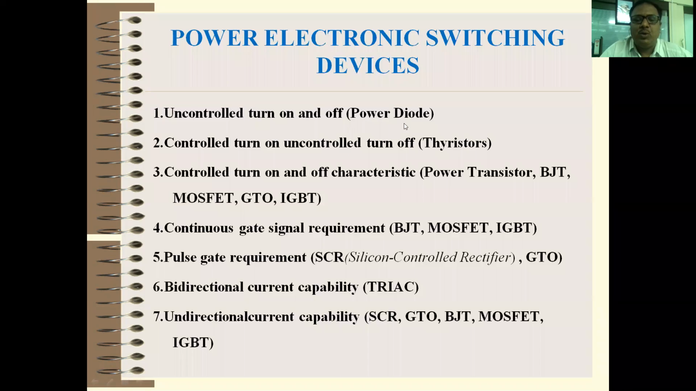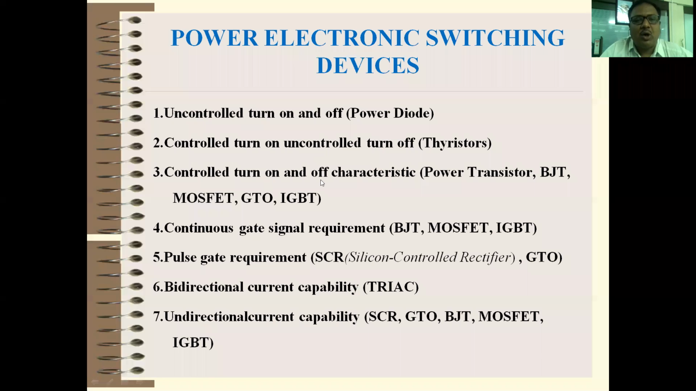So power diode, then control turn on, uncontrolled turn off. This is an example of SCR, in which on time you can control, but off is not in our hands to turn off the thyristor. Once it is on, it remains on. That's why it is called a latching device.